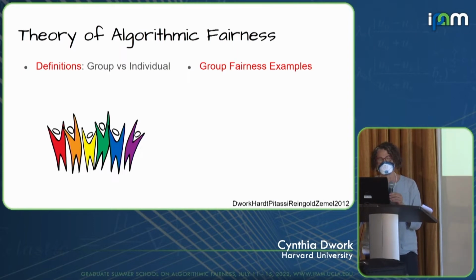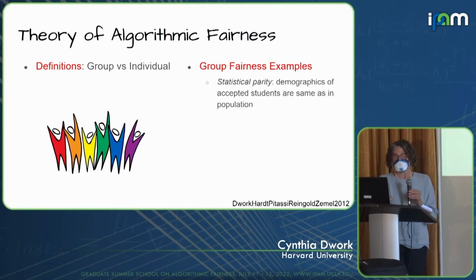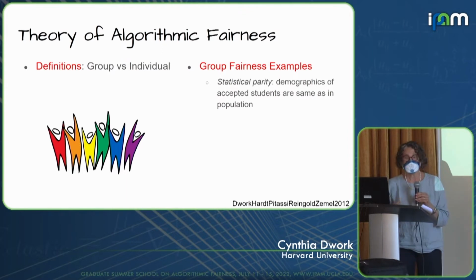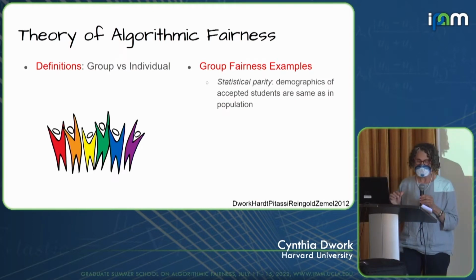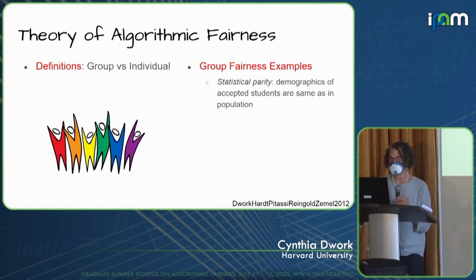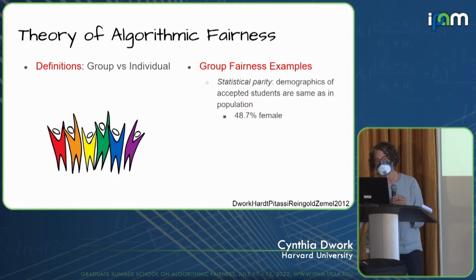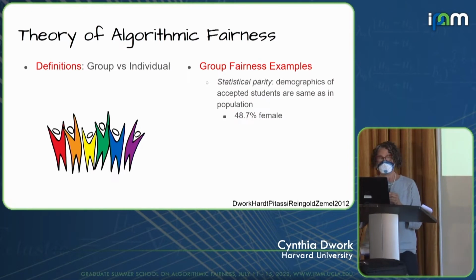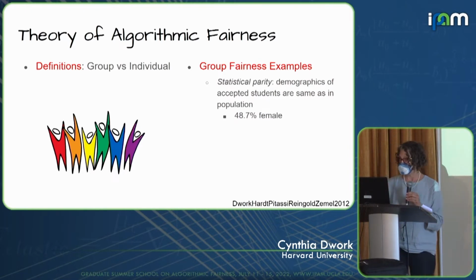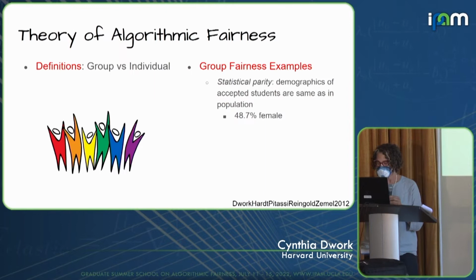So here are some examples. Statistical parity says that the demographics of accepted students should be the same as the demographics of your population. That would be for a classification algorithm. So if you live in a country which happens to have only 48% women, then 48% of the students admitted to college should be women.